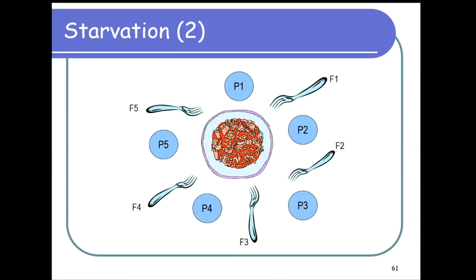There are forks between each philosopher. The philosopher must use the two forks on either side in order to eat. Because you have 5 philosophers, the ideal number of forks is 10, but now you only have 1, 2, 3, 4, 5, and you must use both forks to eat the spaghetti.